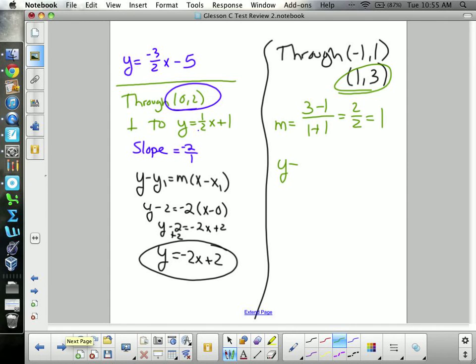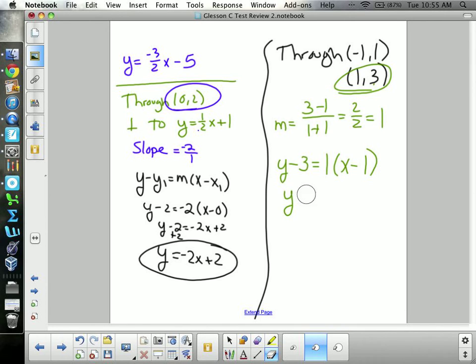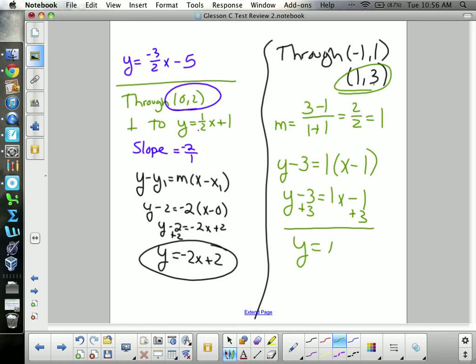Y minus what? Y minus 3, the y coordinate, equals the slope times x minus the x coordinate, 1. So y minus 3, I keep putting equal signs instead of minus. Stop that. Equals 1x minus 1. Adding 3 to each side, I get y equals x plus 2. And I could leave the 1 in there or take it out because 1x is just x.